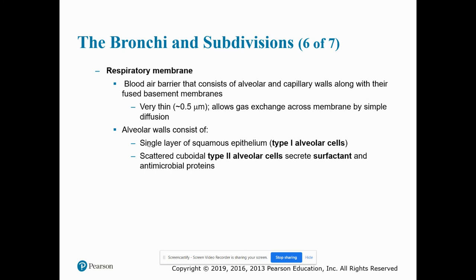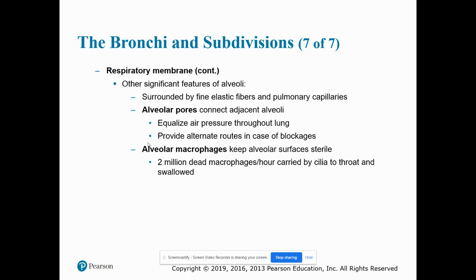The alveolar wall consists of a single layer of simple squamous epithelium, which are your type 1 alveolar cells, and then scattered cuboidal type 2 alveolar cells that secrete surfactant and antimicrobial proteins. Now, surfactant, we're going to talk about later. But just so you know, surfactant helps keep the alveoli from collapsing. They are somewhat prone to collapsing because they're covered in a surface of water, and water has a tendency to bind to itself, and so that causes the alveoli to collapse.